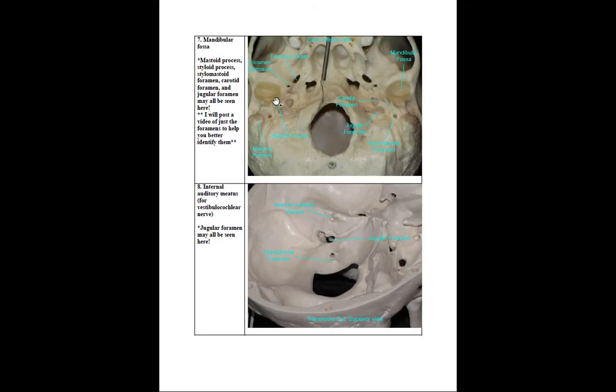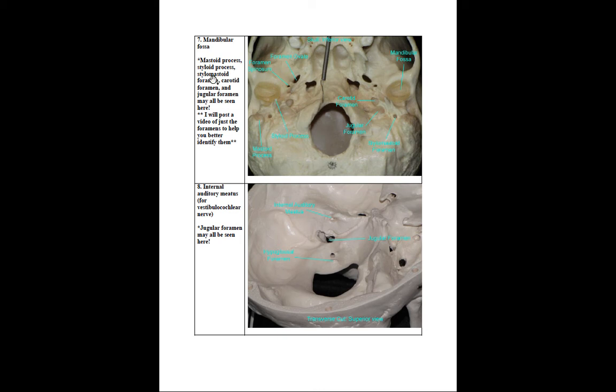The mandibular fossa is another feature you'll need to know. On this skull, they actually put a little piece of silicone there because it was articulating with the mandible. So hence the name mandibular fossa. It will articulate with the mandibular condyle, and we'll talk about that in just a minute.